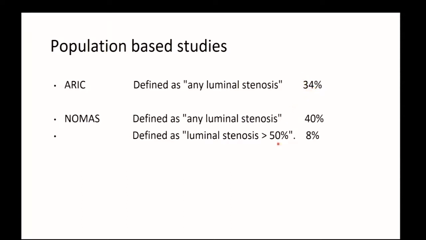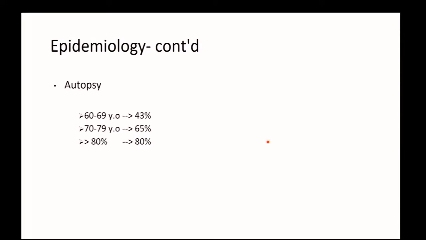the screened patients. Then we have the famous Northern Manhattan study. It was a population-based study with a very multiracial cohort, a very diverse group of patients. They defined ICAD as any degree of luminal stenosis. It was about 40%, similar to the ARIC cohort. And when they looked for luminal stenosis of more than 50%, 8% of the population out there had ICAD of more than 50%. So it's a high burden of ICAD, even in asymptomatic patients out there. How about autopsy studies?